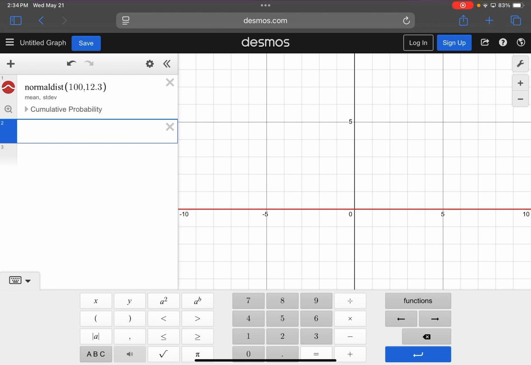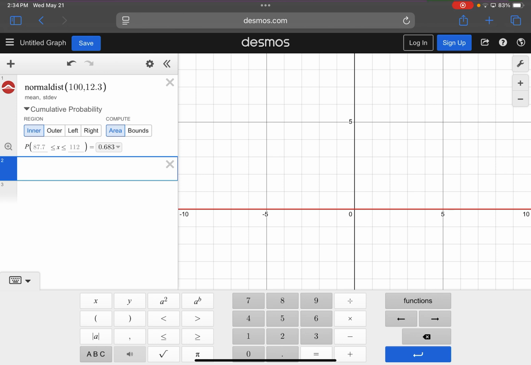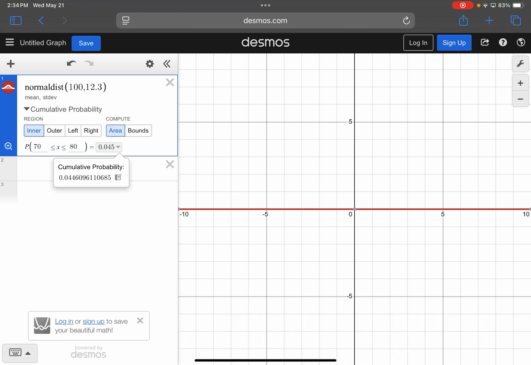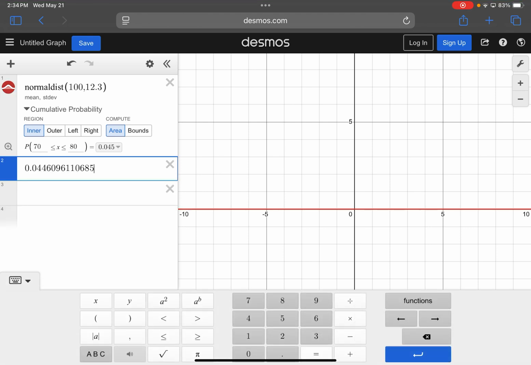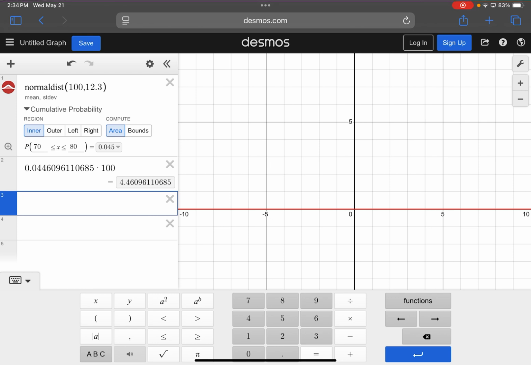Now they're saying, what are the percent of the scores between 70 and 80? So I click the cumulative probability, this little triangle, and it says, do you want an inner, an outer, a left side, or a right side? So in this case, I'm going to do an inner, the data between 70 and 80. Now it pops up right away. It has the 0.045, but if I click on that, there's my full decimal. And if I hit that button, it pastes it in there, and now I can multiply by 100, and I can get my 4.46, just like we did on the other problem.